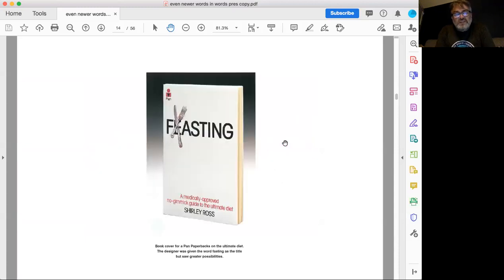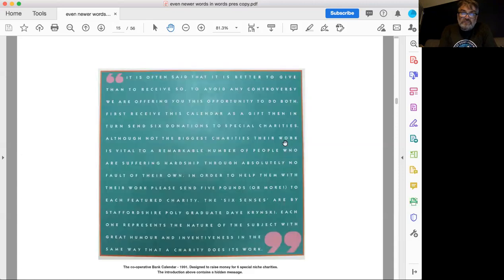Book cover. This was a fantastic book cover design for Pan books. Brilliant sort of observation: fasting and feasting. By putting the cutlery across the E, you end up with fasting. Fasting is obviously not eating, and feasting is overeating or indulging. So another great example.